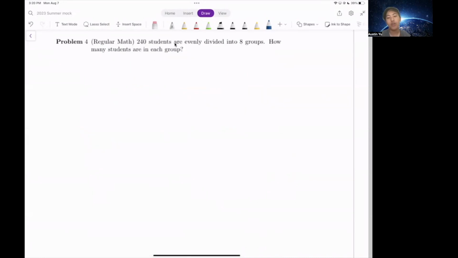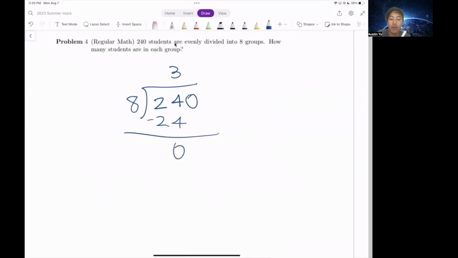Problem 4. 240 students are evenly divided into 8 groups. How many students are in each group? So therefore, this time we need to solve 240 divided by 8 since there are 8 groups. So we can just make it like this. 240 students being the dividend and 8 groups being the divisor. This time, let's divide 24 by 8 first. That just gives us 3. 24 minus 24, 0, 0.